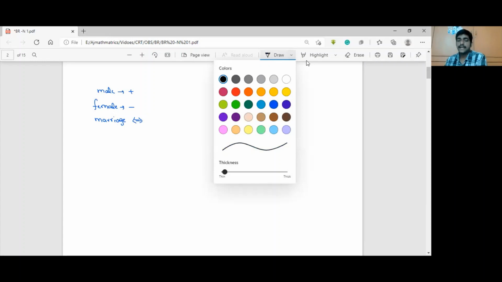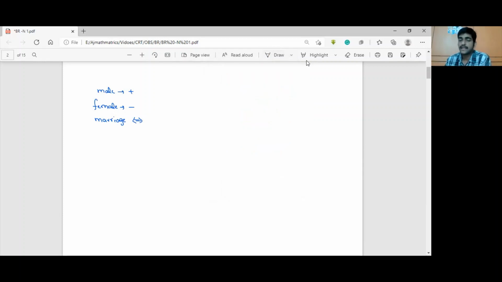So first, the data generally says A is the father of B, B is the daughter of A, and C and D are a married couple, something like that. The data will be given. Then how do we convert the data into the diagram is the most important point in blood relations. Okay, now let's consider X as you.